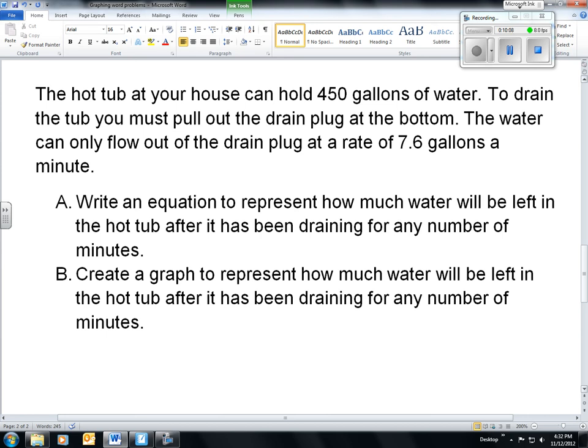So you're going to be using the same type of strategy we used for the practice problem for these two homework problems. So we will talk about this on Wednesday when you come into class.